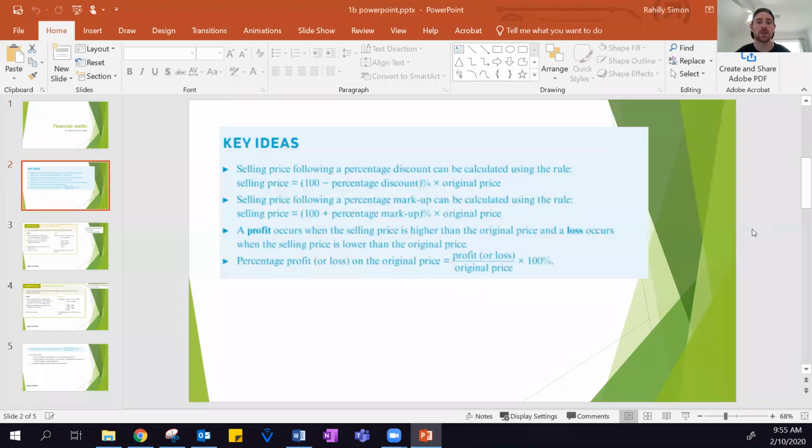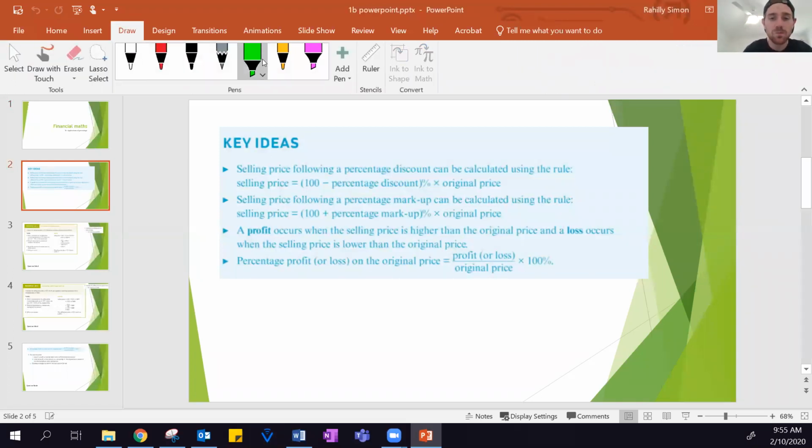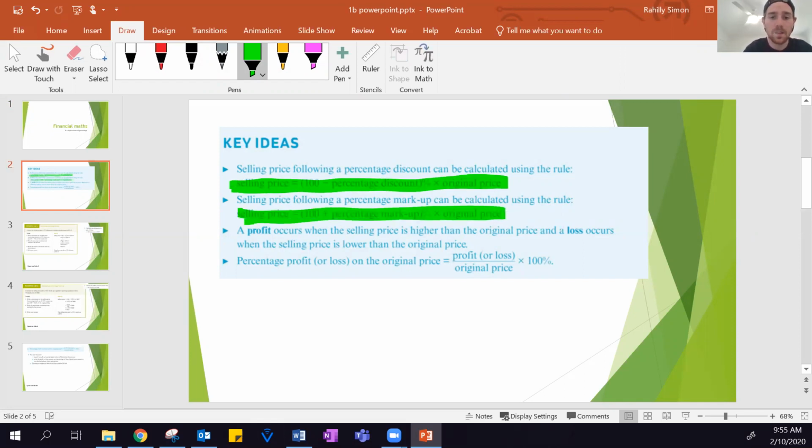All right, so jumping into the key ideas, we're looking at selling price following a discount, selling price following a markup, and determining the percentage of a profit or a loss. A profit occurs when the selling price is higher than the original price, and a loss occurs when it's lower. So the key things I want you to get out of this are selling price after a discount, selling price after a markup, and percentage of profit or loss. We're going to go into more detail in all of those.